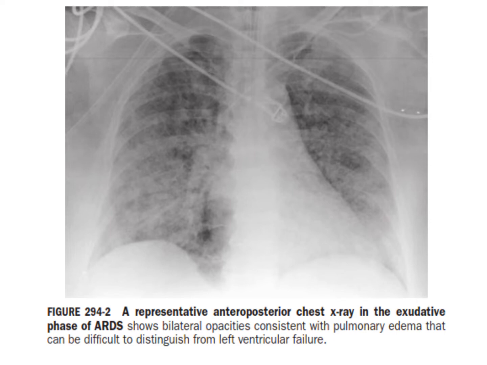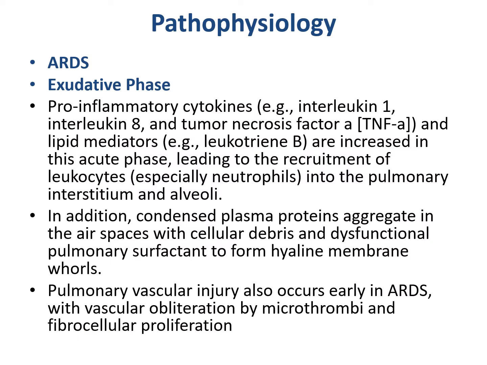Here you see a representative anteroposterior chest X-ray in the exudative phase of RDS, which shows bilateral opacities consistent with pulmonary edema that can be difficult to distinguish from left ventricular failure. In the exudative phase, pro-inflammatory cytokines like interleukin-1, interleukin-8, and tumor necrosis factor, and lipid mediators, for example, leukotriene B4, are increased in this acute phase, leading to the recruitment of leukocytes, especially neutrophils, into the pulmonary interstitium and alveoli.